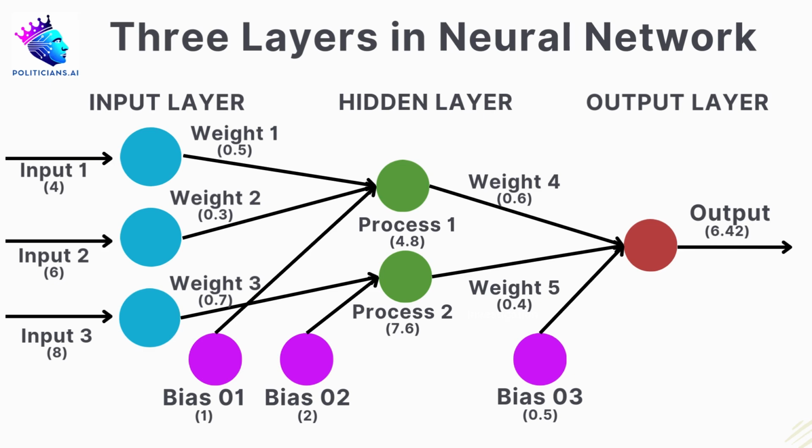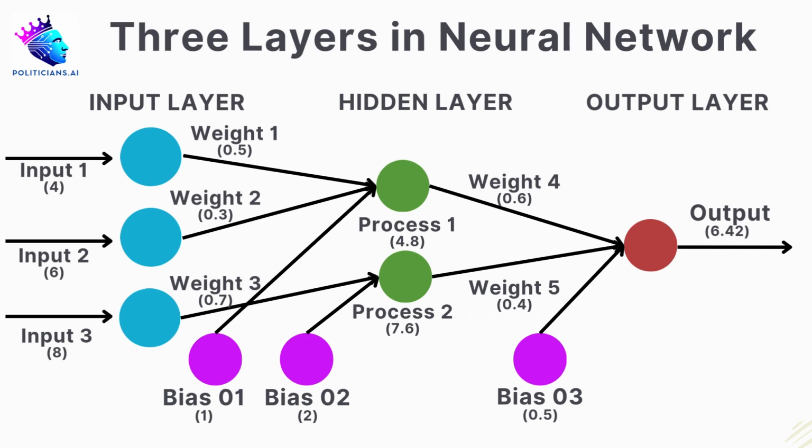Let's now walk through an example to see how the network calculates the final output step by step. Step 1. Calculating the hidden layer outputs. We'll start by calculating the outputs of the neurons in the hidden layer, process 1 and process 2, using simple numbers. Let's assume input 1 is equal to 4. Input 2 is equal to 6. Input 3 is equal to 8. Also, the weights and biases are as follows. Weight 1 is equal to 0.5, weight 2 is equal to 0.3, and weight 3 is equal to 0.7. Bias 01 equals 1 and bias 02 equals 2.